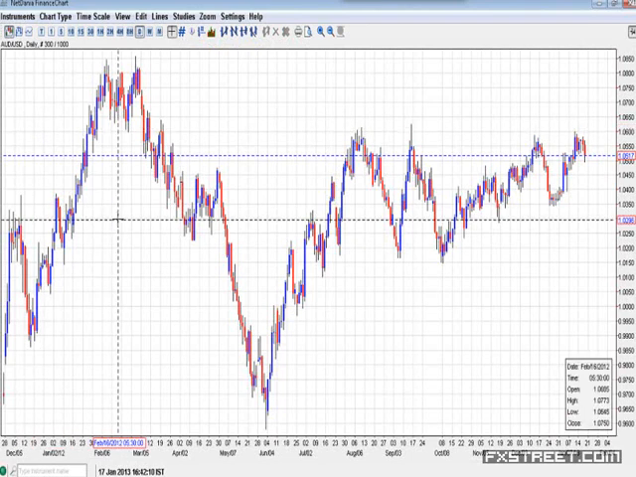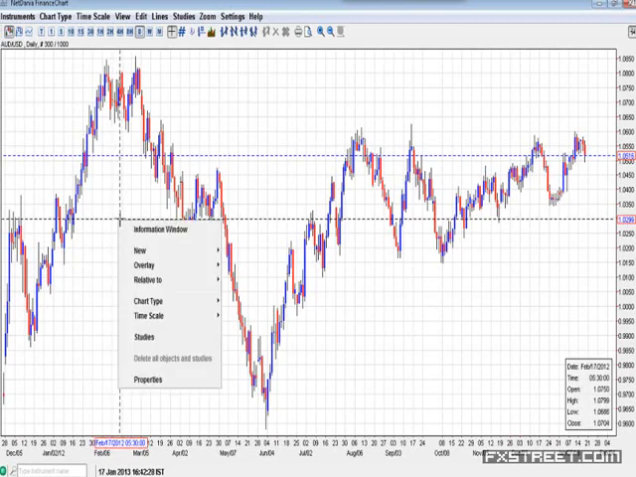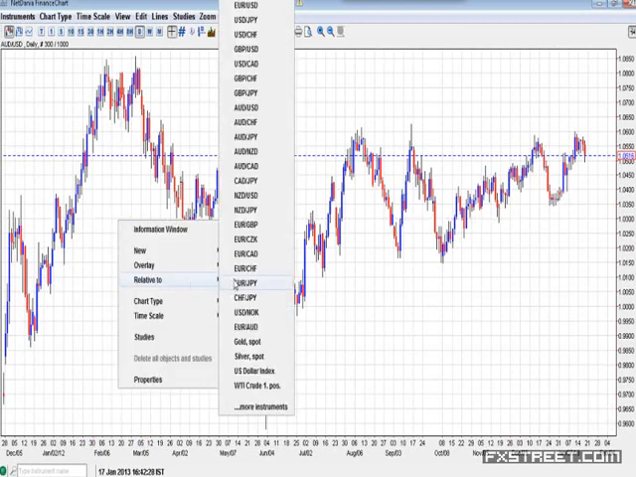The Australian dollar, the AUD-USD versus the GBP-JPY. Was it the GBP-JPY? It was the Euro-JPY, I believe. I think it was the GBP-JPY. It was the GBP-JPY.